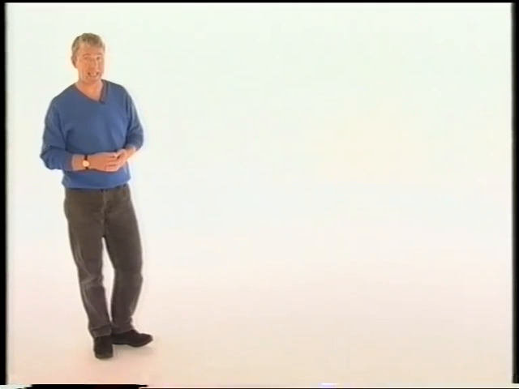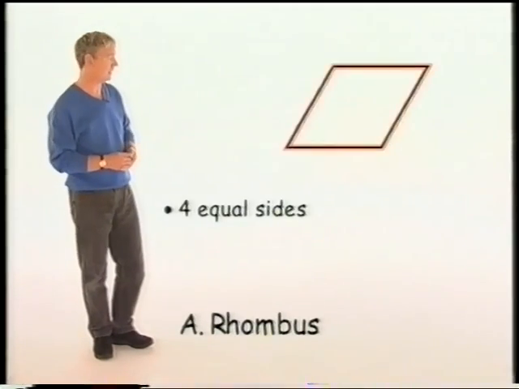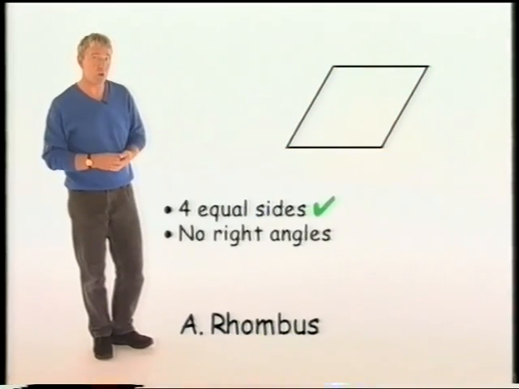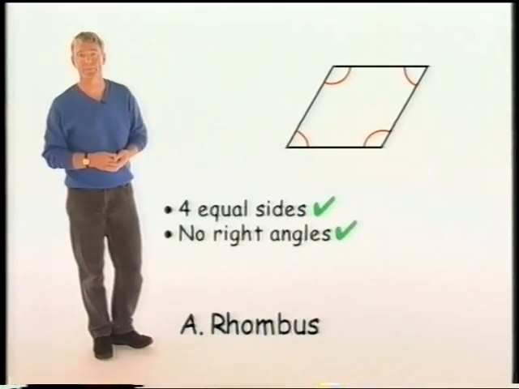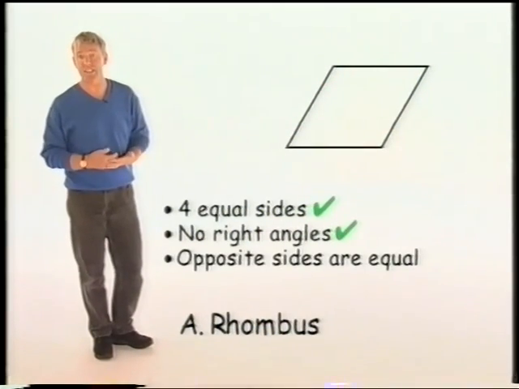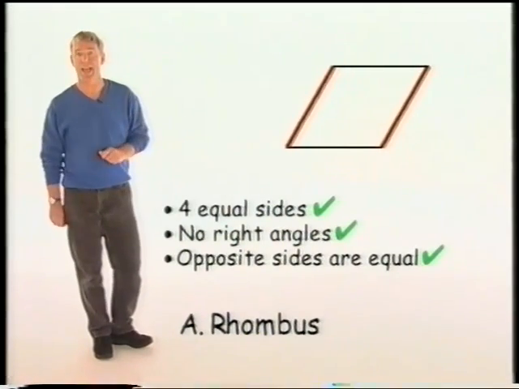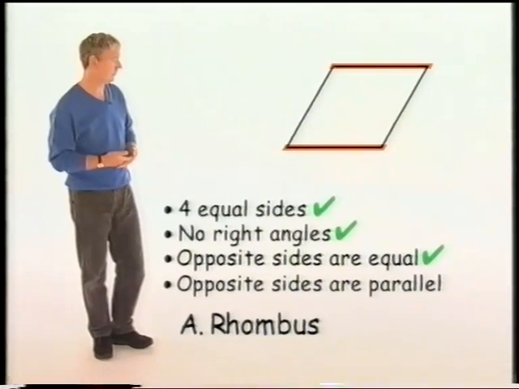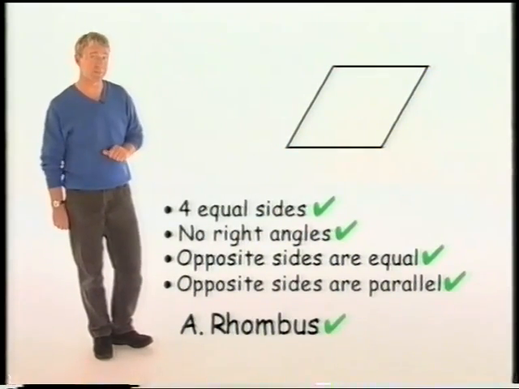Let's look at shape A, the rhombus. Does it have 4 equal sides? Yes. Does it have no right angles? Yes. Are its opposite sides equal? Yes. And are its opposite sides also parallel? Yes. So the answer is A, a rhombus.